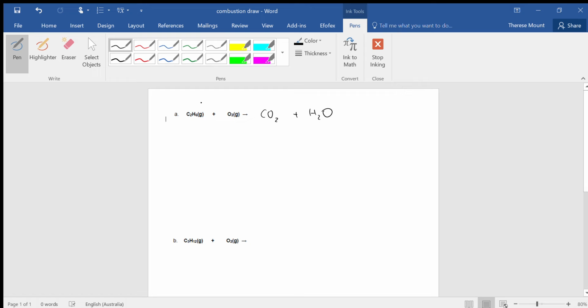Okay, so hydrocarbons are fuels. When they react with oxygen, we always get CO2 and water. Now, when we balanced it, we got 2, 7, 4, and 6, but we're not going to worry about those numbers now. We're just going to leave them off because I just want to draw the covalent molecules that we have.